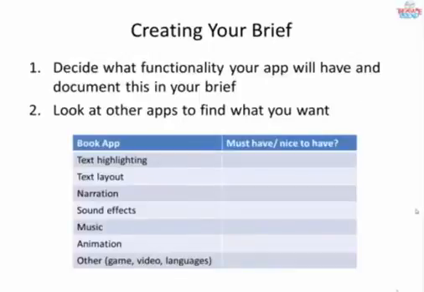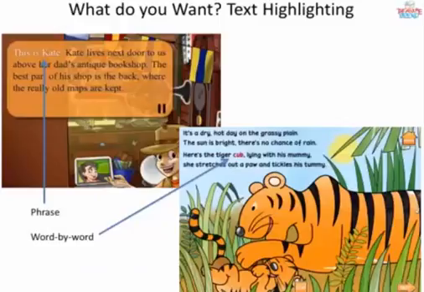You need to decide what functionality your app's going to have and document this. And the best thing to do is to look at other apps to help you define it. So I've given you a little checklist here, and these are the things that you will want to be thinking about and have in your brief. Do you want text highlighting? What's your page design going to look like? How are you going to manage the text layout itself? Narration, sound effects, music, animation, and other content. And what I'm going to do now is just step you through each of these page by page so you start to have an idea of what I mean.